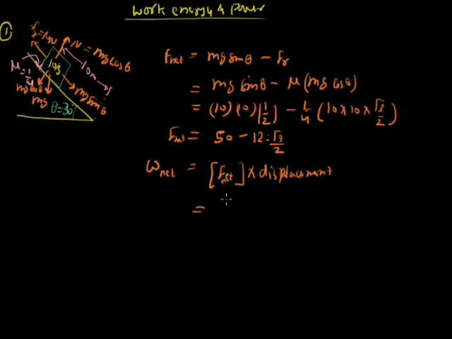So now the work done by friction would be 500 minus 12.5. This is the total work done by the force. This is the work done by friction because the frictional force is simply mu mg cos theta. So net work done is this, and this is the work done by friction.